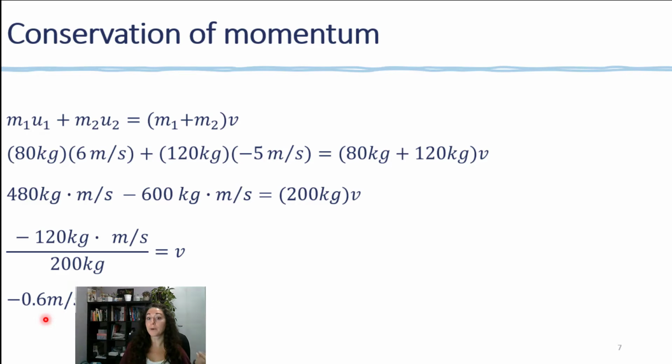Now, what does this number mean? If we go back to the problem, the question was, will the running back score or will the linebacker prevail? What's our answer? The running back will not score because he and the linebacker are moving in the negative direction after the collision. So they're moving away from the goal line with a velocity of 0.6 meters per second. Nice.